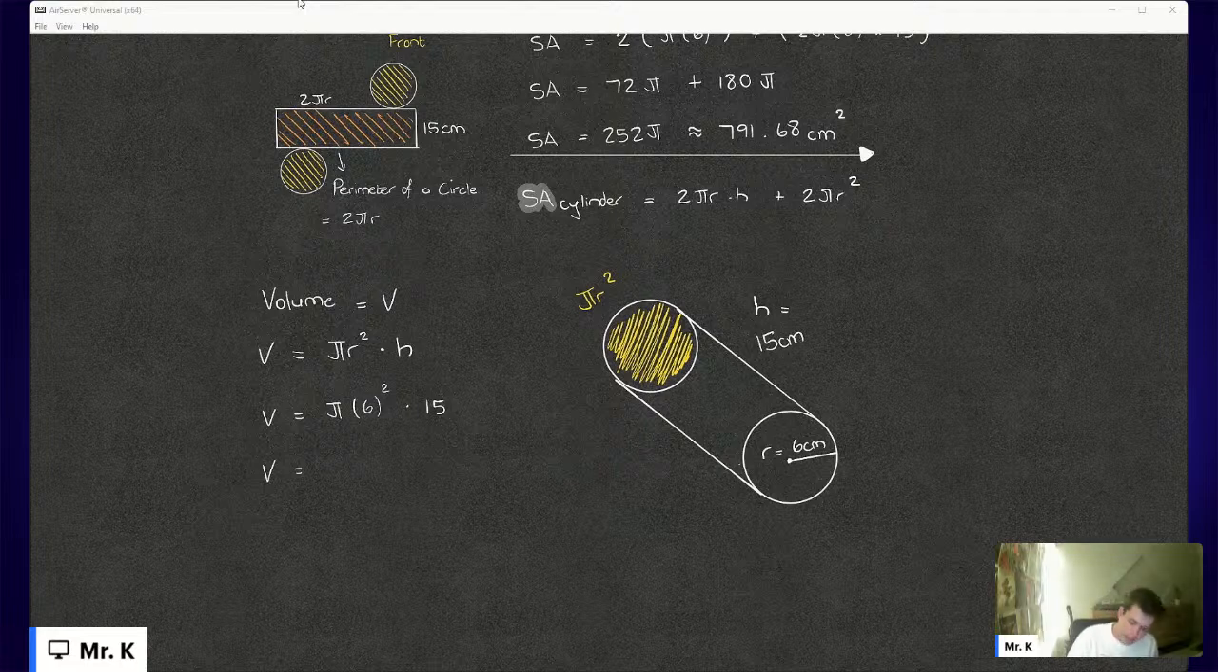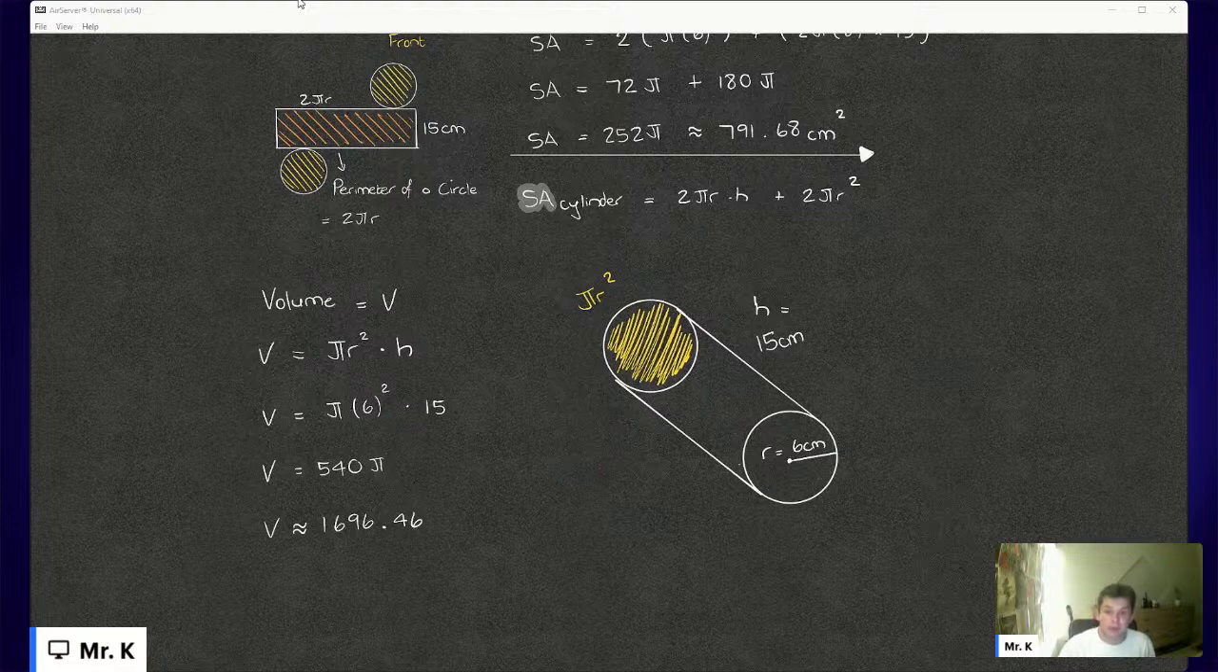Okay, 6 squared is 36, times 15 is going to give us 540 pi. So we can say that the volume of the shape is approximately equal to, and you always round to 2 decimal places unless otherwise stated, 1696.46. What are we measuring in? Well, centimeters, but because we're working with volume, it must be cubic centimeters.